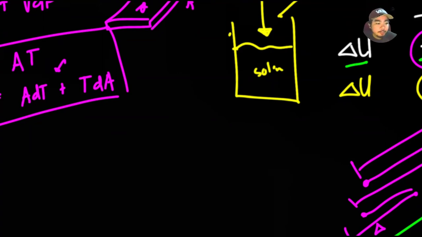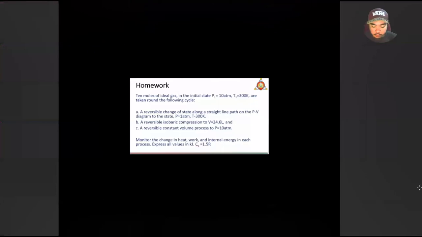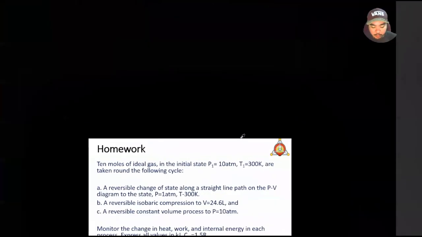Okay? So let's do this particular homework. And let me copy this. This is an interesting problem, no? Okay, so this is our problem.